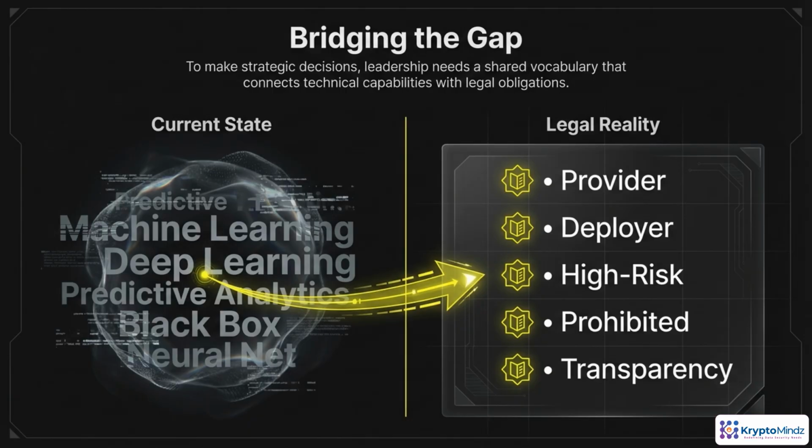Leadership teams often talk about AI in terms of capabilities: machine learning, deep learning, black boxes. The EU AI Act talks in a different vocabulary: providers, deployers, high risk, prohibited, transparency. This course is about translating fluently between those two worlds so you can make sound decisions.